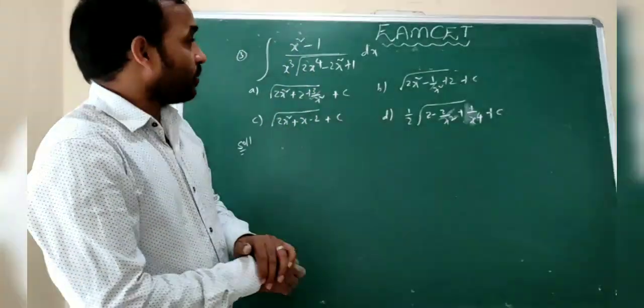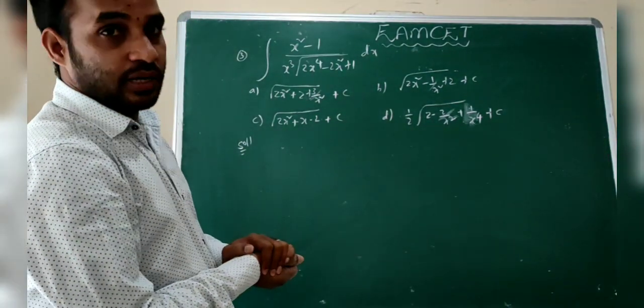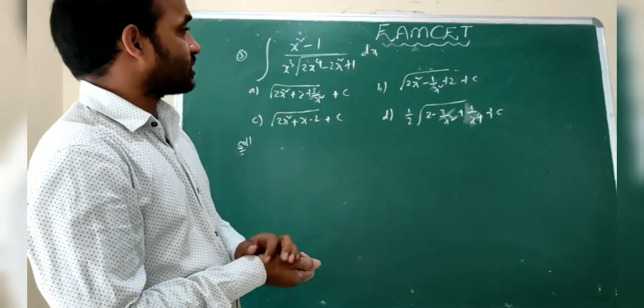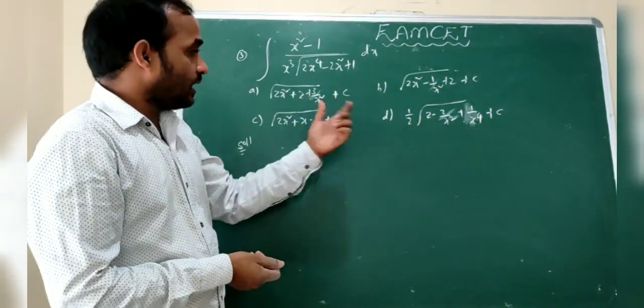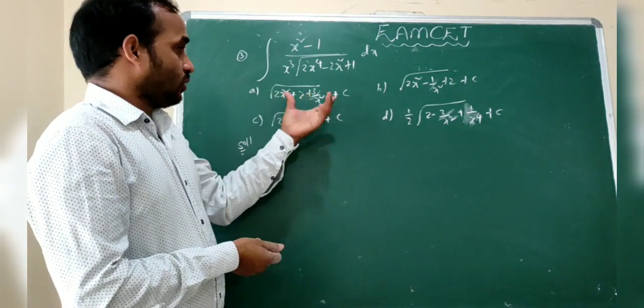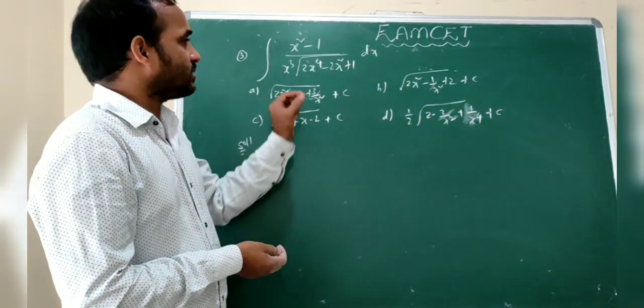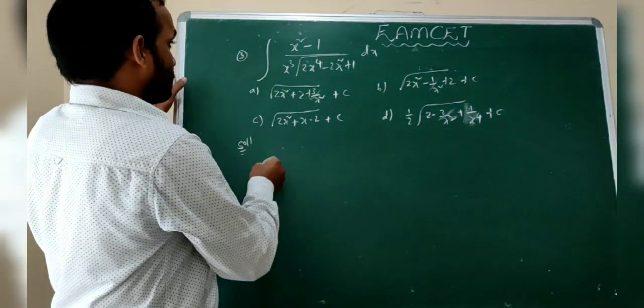Let's see one more problem. Integrating x square minus 1 by x to the power of 3 under root of 2x to the power of 4 minus 2x square plus 1 into dx. So options A, B, C, D, those we are eliminating. So how to eliminate? Just simplify the problem, that is the solution.